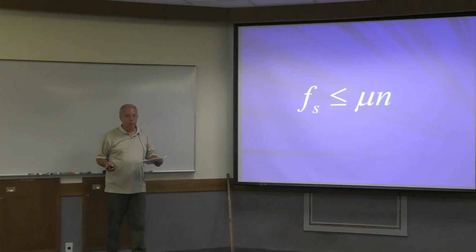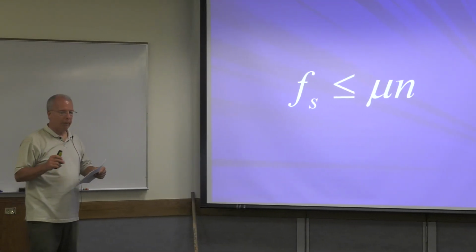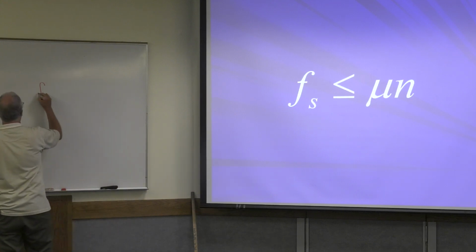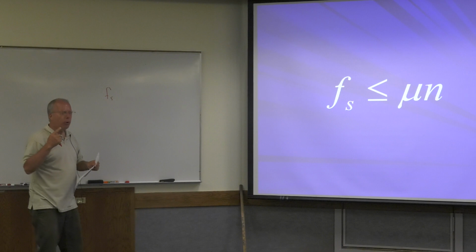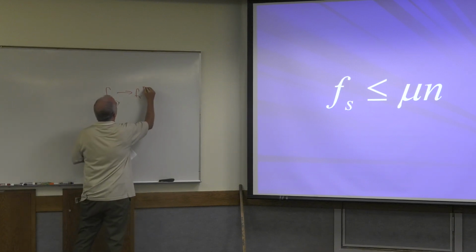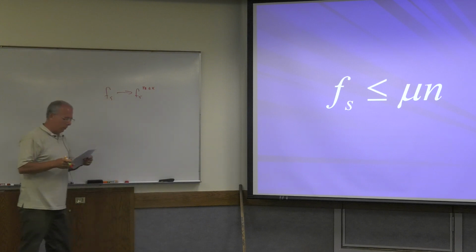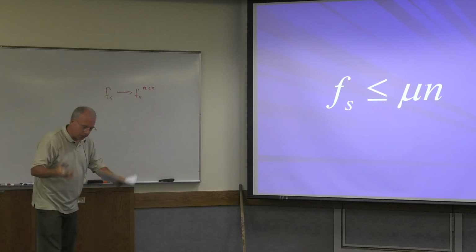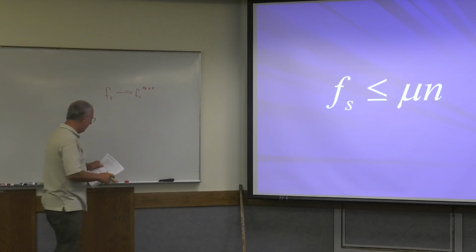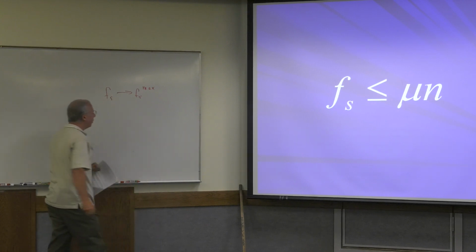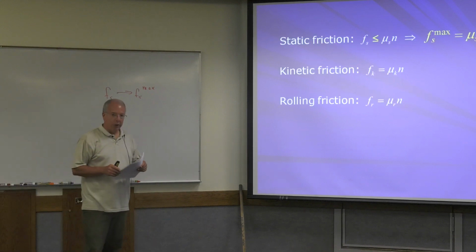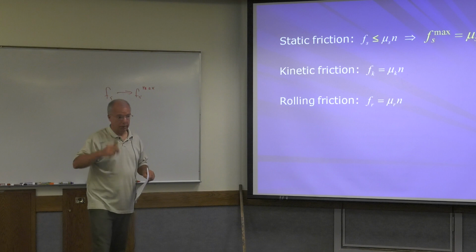All right, so what did we observe? We observed that the static frictional force, Fs, increased to some maximum, and then when that's exceeded, the object moves. Okay? So here are 3 models of friction that we're going to use throughout the semester.